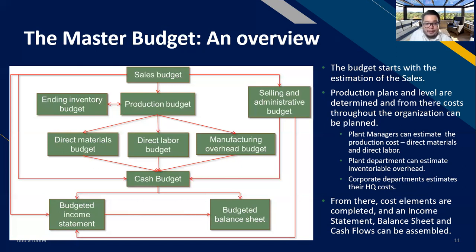Okay. Since you know the sales number already, you can now forecast for the selling and administrative budget. And from there, you are now able to make the cash budget and the income statement, right? And from there, you're able to get the balance sheet. Okay. So that's the general flow of information.